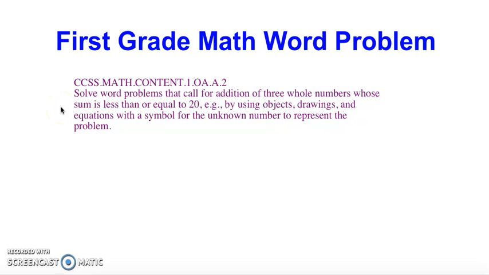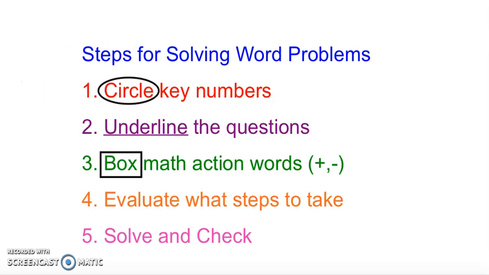Today we're going to be solving a first grade math word problem. This standard requires students to solve word problems that call for addition of three whole numbers whose sum is less than or equal to 20 by using objects, drawings, and equations with a symbol for the unknown number to represent the problem. So today we're going to be solving an addition word problem that requires us to add three whole numbers. But before we begin, it's important for us to review the steps for solving word problems.